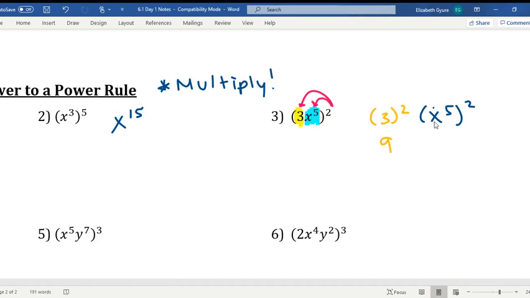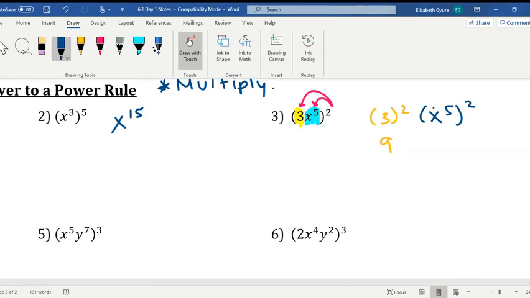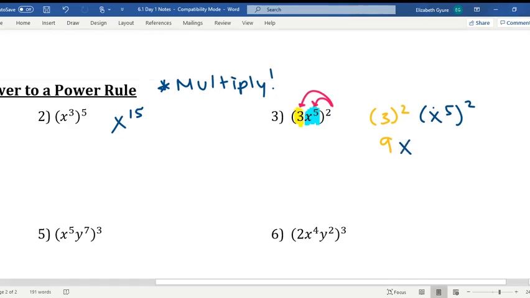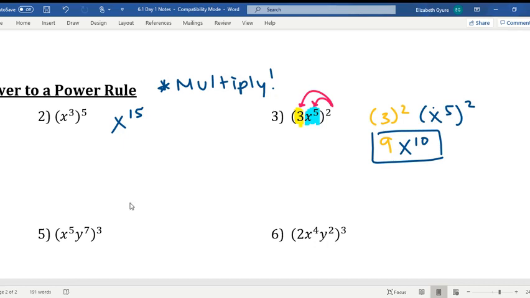And then here I have x to the 5th squared. So remember, raise them high and multiply. X to the 5th squared would become what? Good, Olivia. X to the 10. Good. So it'd be 9x to the 10. Square your 3, square your x to the 5th.